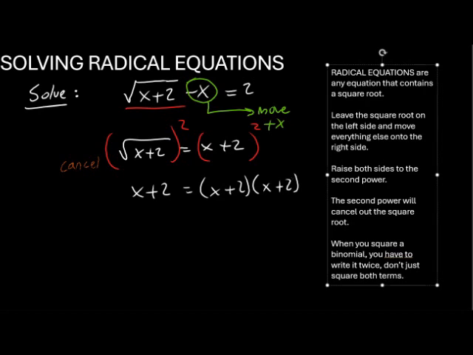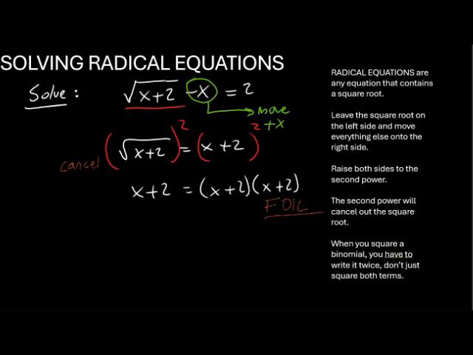Therefore, to simplify this x plus 2 times x plus 2, we will have to use the FOIL method to multiply them together. We will take x times x and x times 2. This will give us x squared plus 2x. Then we will take 2 in the front times x and 2 times 2. This will give us plus another 2x plus 2 times 2, which is 4.